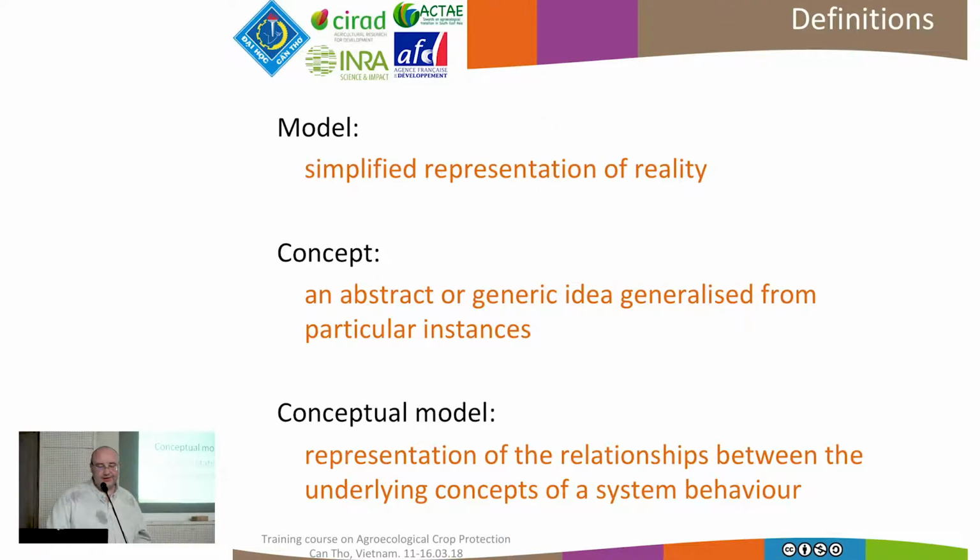So, some definitions. We saw that a model is a simplified representation of reality. We also need another definition, of what a concept is. Well, a concept is an abstract or generic idea that is generalized from specific instances. And we will introduce something called a conceptual model. A conceptual model is a representation of the relationships between the underlying concepts of a system behavior.